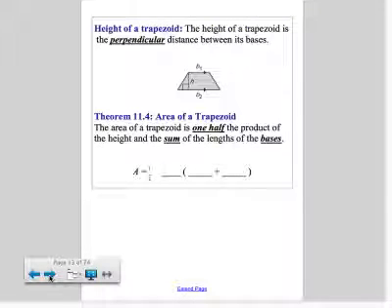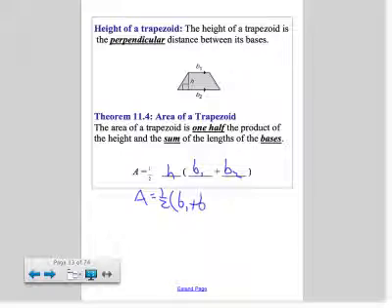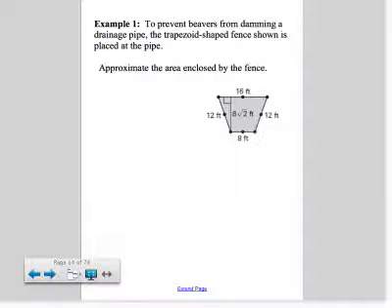The area of a trapezoid is 1/2 the product of the height and the sum of the lengths of the bases. So it's very similar to a triangle, except you have 1/2 B1 plus B2 times your height. Generally I'll write it like this: A equals 1/2 B1 plus B2 times H. Same difference, it doesn't matter where the B1 plus B2 and the H are, because remember, multiplication is commutative. In other words, order does not matter when you're multiplying numbers.